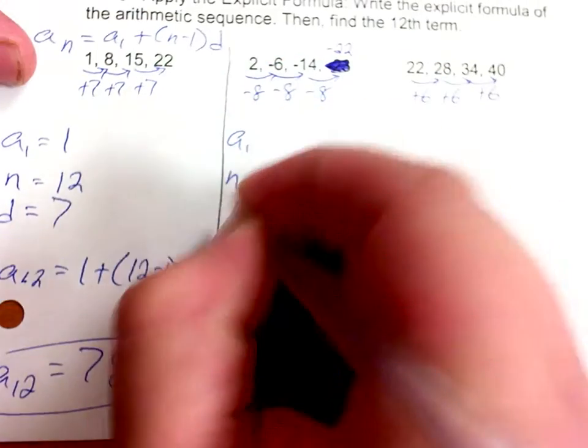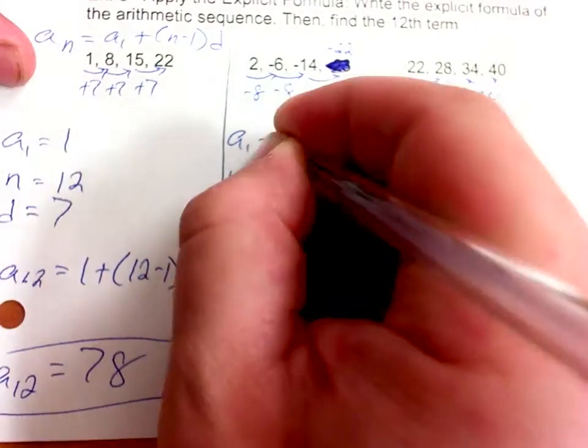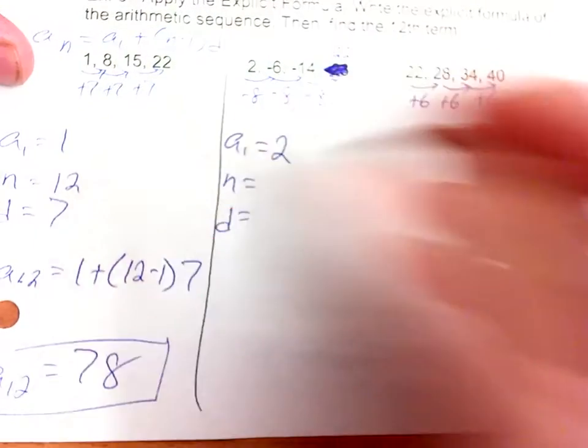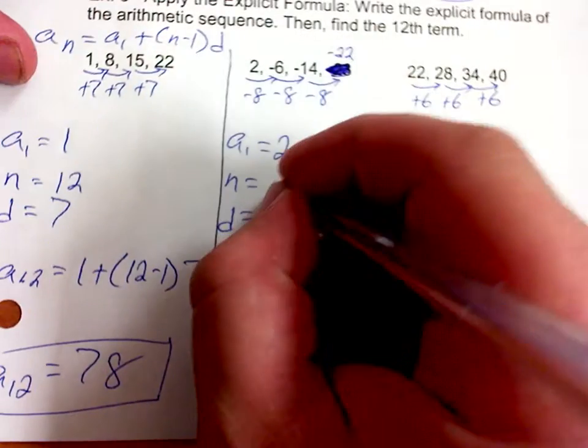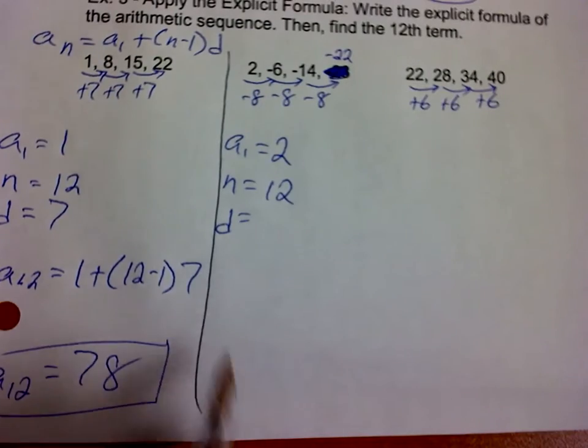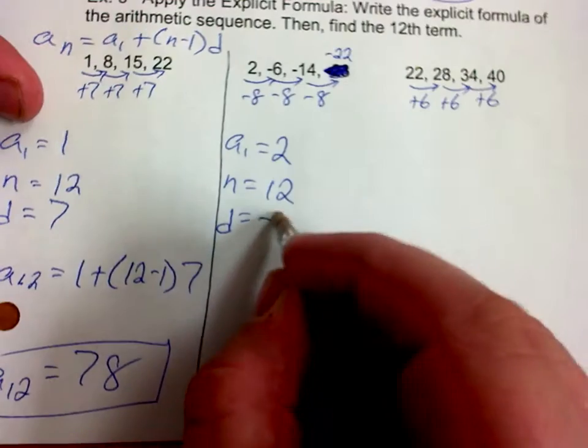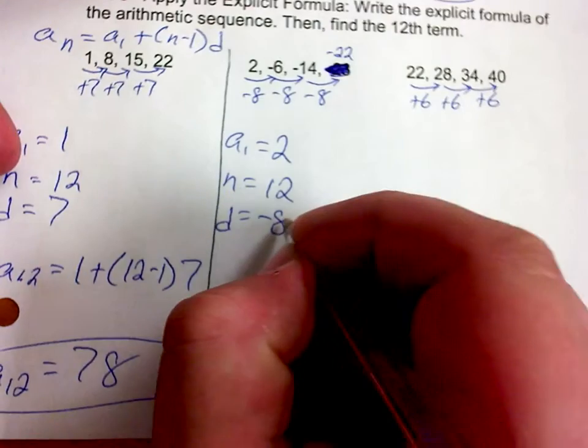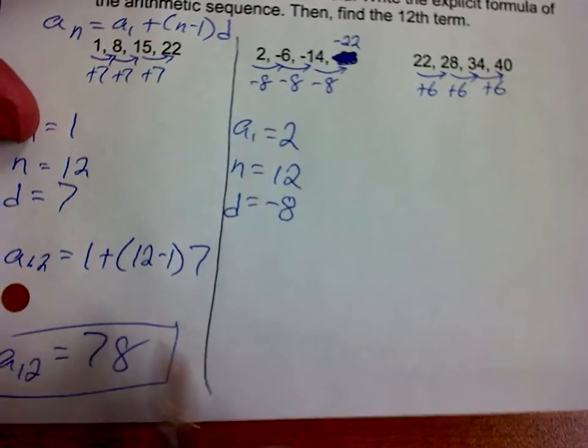So a sub 1, n, and d. Let's see what we end up with here. A sub 1 is the initial term of 2. N is the term that we're looking for, which is 12 in all of these. And d is the common difference, which ends up being negative 8. Plug them now into our formula again.